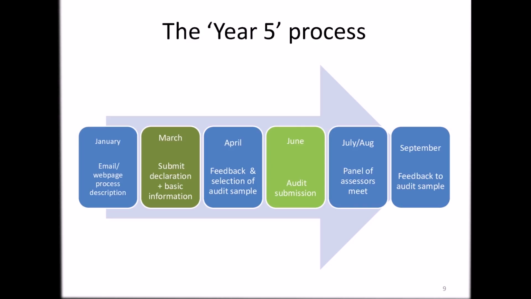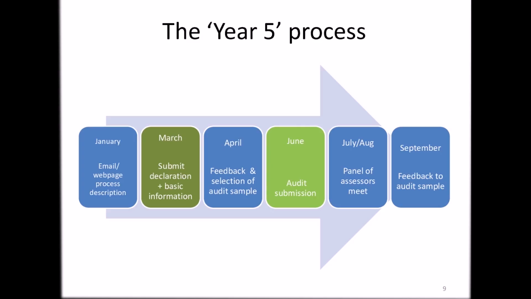By the end of March, all chartered statisticians for which this is year 5 will need to make their initial submission, which will include making a declaration and providing basic information. For most, this will be all they need to submit. Feedback on this submission will be provided in April, including an indication of whether you've been selected for audit. The selection of members for audit will be based on a risk-based sampling approach, which I'll say a little bit about in a moment.